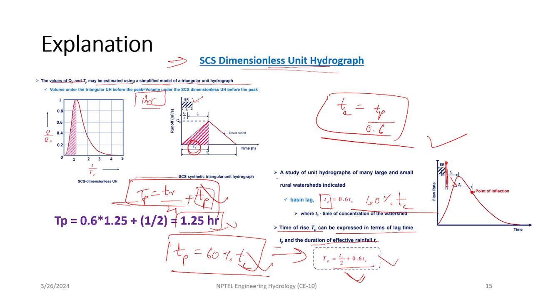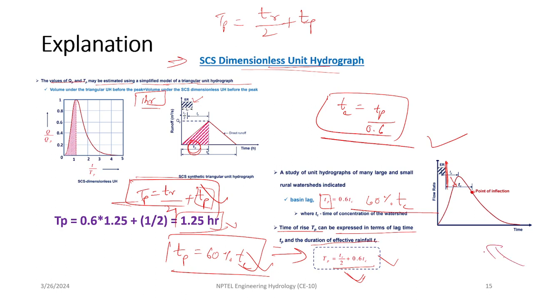So you can see that from this hydrograph. Can you tell me the TP value? What could be the TP value from this geometry itself? It should be TR by 2 plus TP, small TP, right? From the geometry you can see. Got it? Yes. Okay.